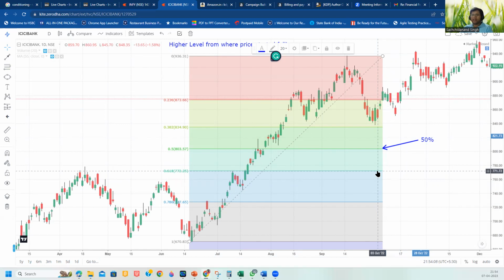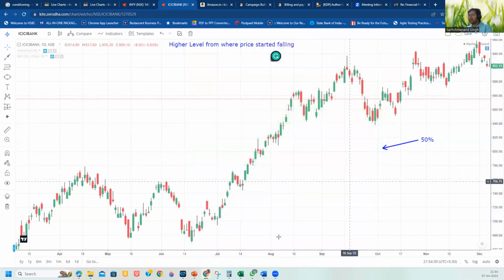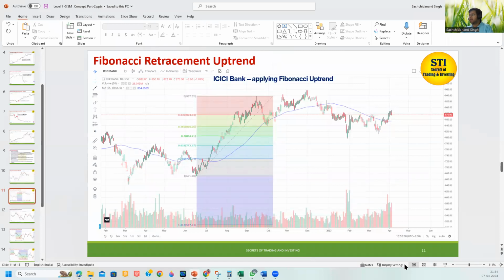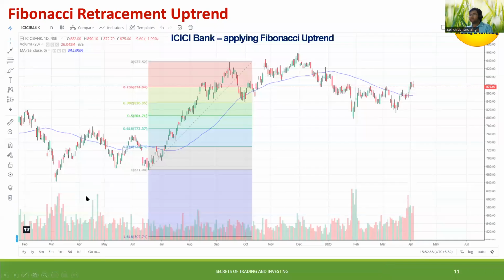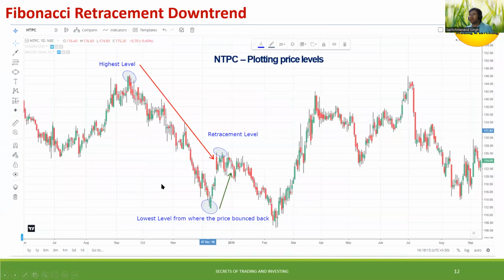So as of this point in time, you just need to understand that fib retracement is used to know the various price levels to which any uptrending stock can fall back. Okay, let's take another example, of the downtrending market. This was an example that I just showed you, the Fibonacci retracement in a downtrending market.